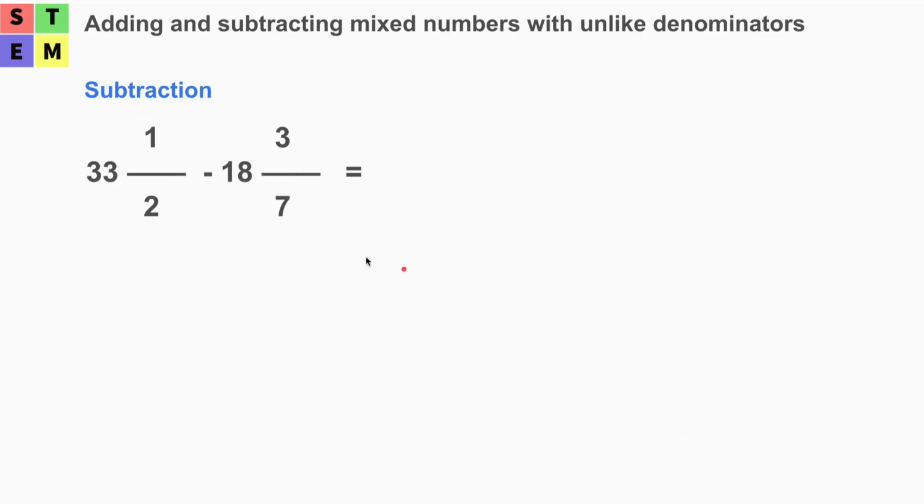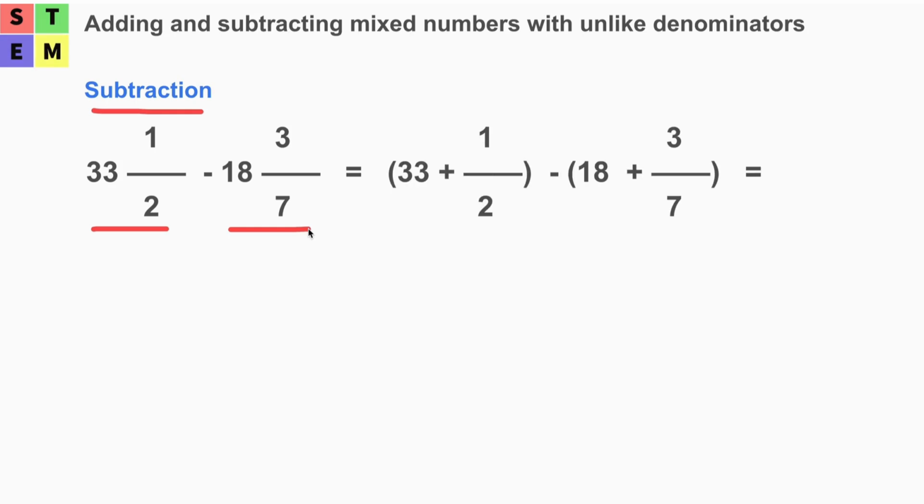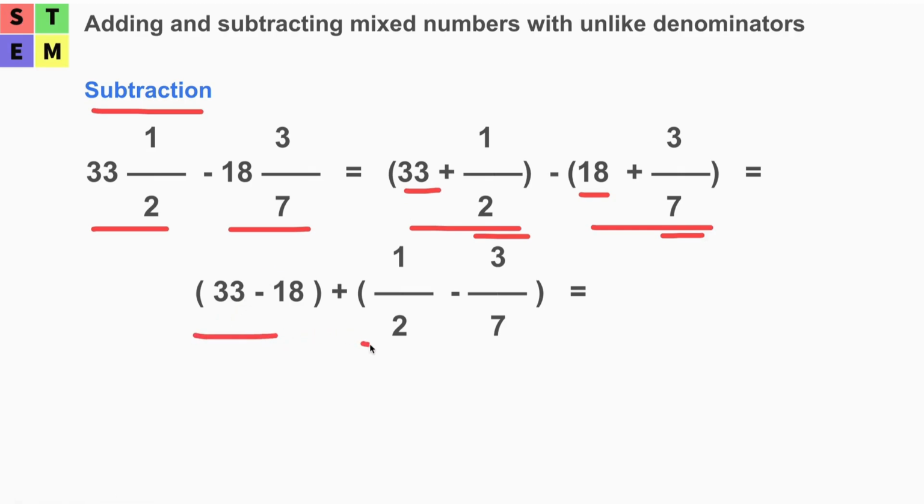Let's take a look at another example, similar but a bit more complicated. We got 33 and 1 over 2 minus 18 and 3 over 7. We're gonna do the exact same steps: 33 plus 1 over 2 minus 18 plus 3 over 7. Again, the next step is we're gonna switch the orders. We're gonna calculate 33 minus 18 first, and then 1 over 2 minus 3 over 7, and then add both results together, right? That's what we're gonna do, as I just said.